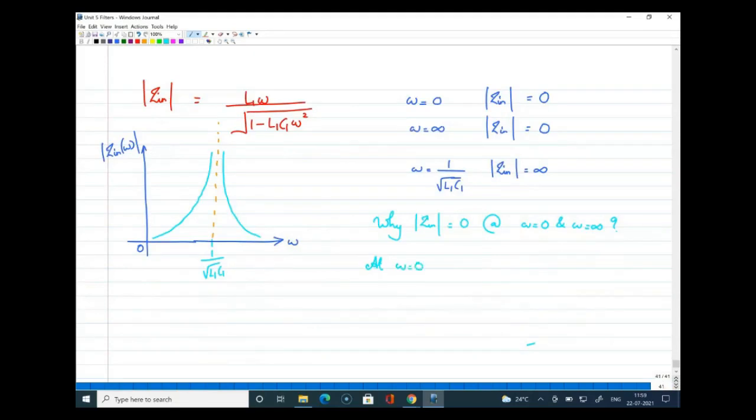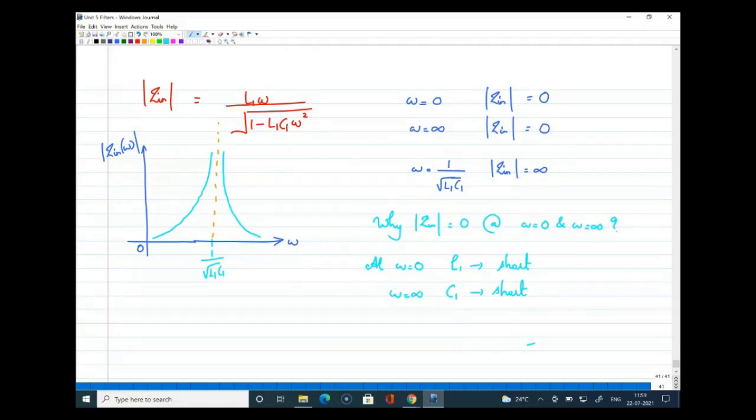At omega equal to 0, your inductance will actually act as a short, and at omega equal to infinity, the capacitor will actually act as a short, right? As a result of that, both at omega equal to 0 and omega equal to infinity, you will see an impedance of 0. But at omega equal to 1 by root LC, which we call the resonant frequency, your impedance will actually go to infinity.